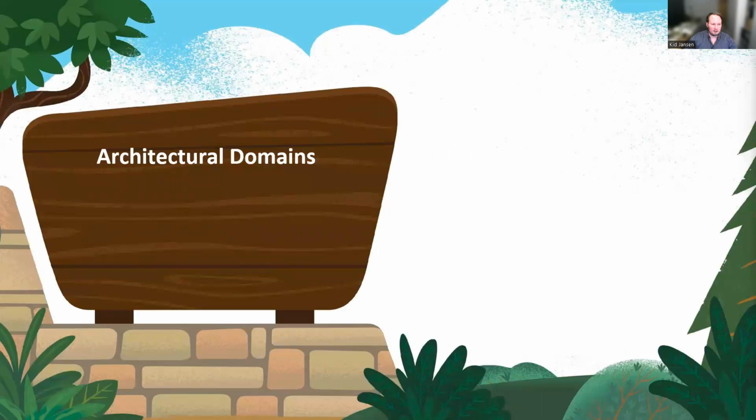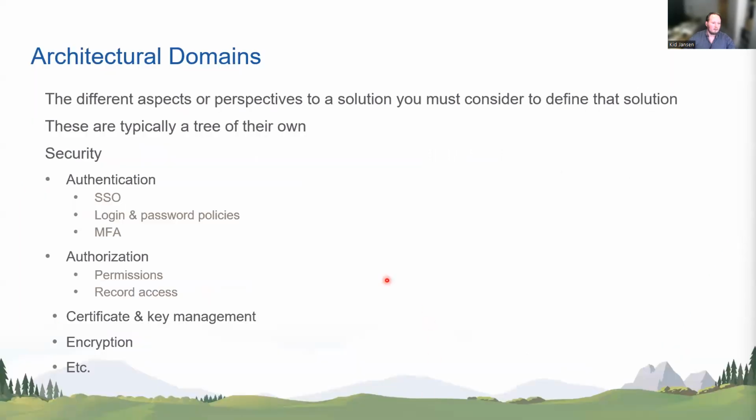So now the architectural domains. Architecture domains are really the different perspectives, different views you can take to a solution. And typically these domains have a substructure. For instance, one perspective, one view you can take to architecture is that of security, but security has various different aspects to it. Key ones are authentication and authorization, for instance, but below those are a whole subset of different capabilities, different features that have to do with security.